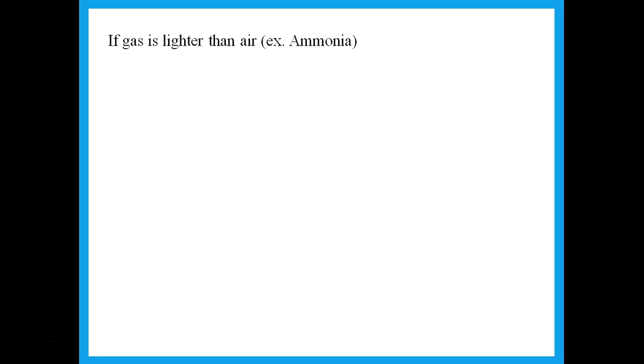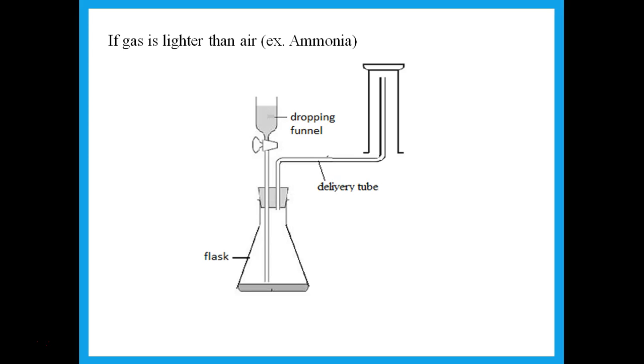And that depends on whether it is lighter than air or it is heavier than air. So if we're talking about something like ammonia, ammonia is lighter than air. So I have to collect it by what we call upward delivery. So this is a gas jar that is upside down in that way. And what happens is the gas is lighter than air, so the gas goes up and it pushes the air that is originally in the gas jar down. So this is called upward delivery.